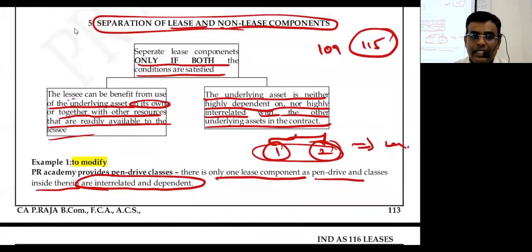We saw this. The lessee can benefit from the use of the underlying assets on its own or together with other resources that are readily available to the lessee. Yes, I can take a building on rent. I can ask other people to clean it.